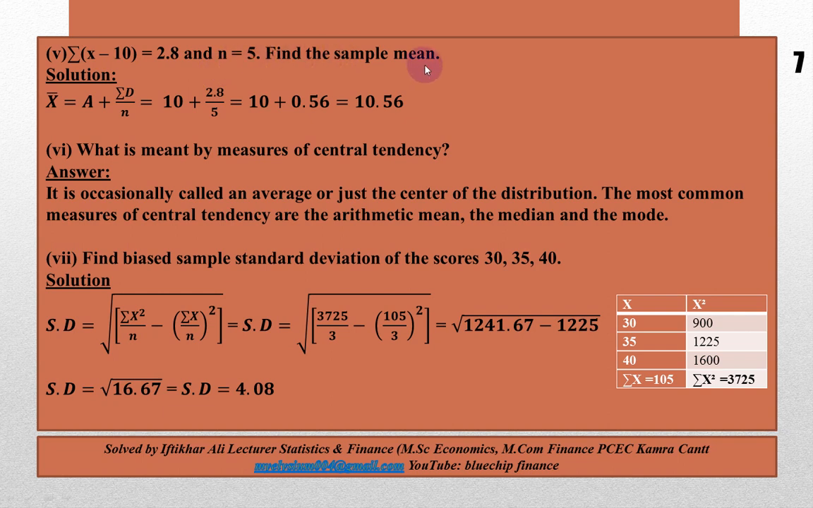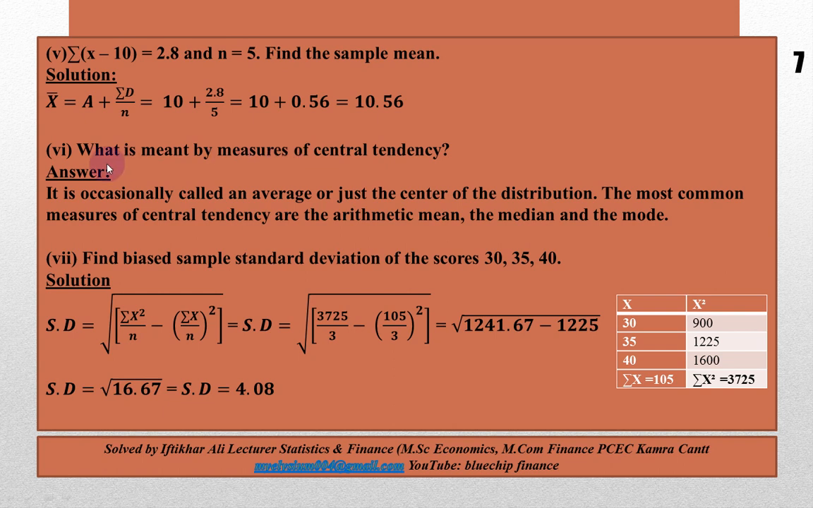Find the sample mean. It is related to the indirect or shortcut method of arithmetic mean, in which mean equals a plus sum of d over n, where sum of d is equal to sum of x minus a. So a will be 10 and sum of d is equal to 2.8 and n equals 5. After putting the values in the formula, the mean will become 10.56.